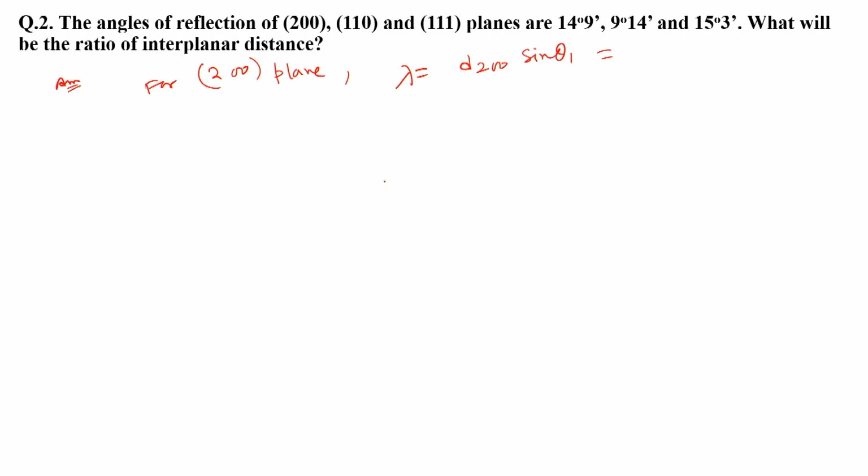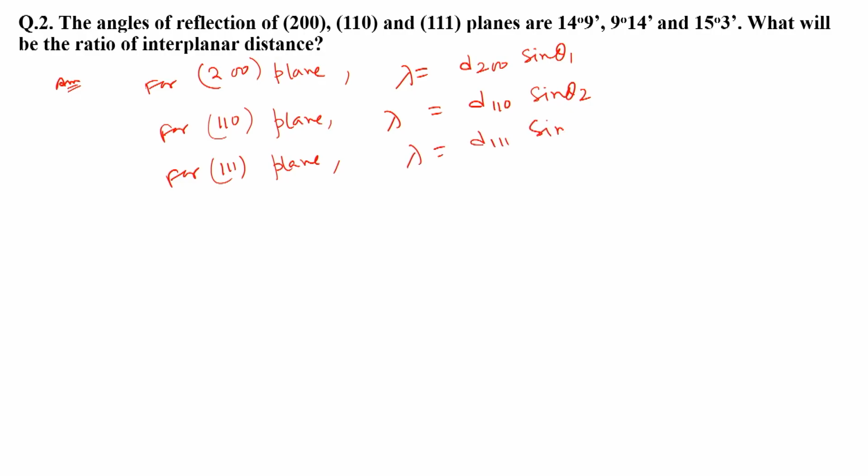And for the 110 plane, lambda is d110 sine theta 2, and for the 111 plane, lambda is d111 sine theta 3. So we need to calculate d200, d110 and d111, the ratio of the interplanar distance.